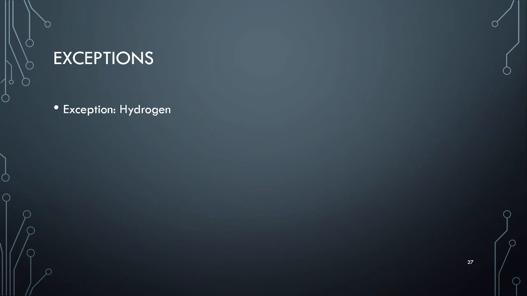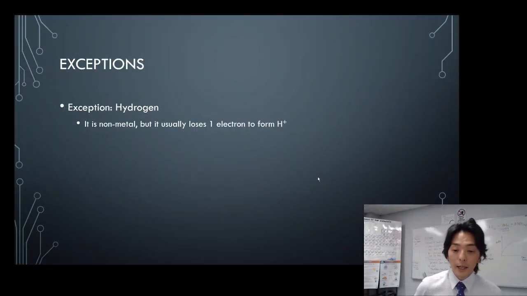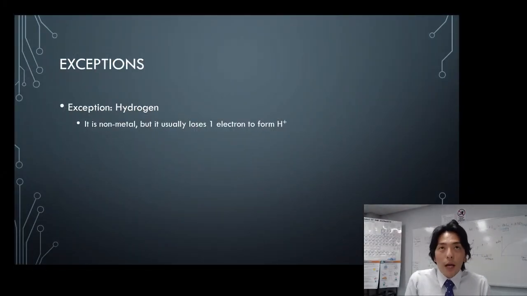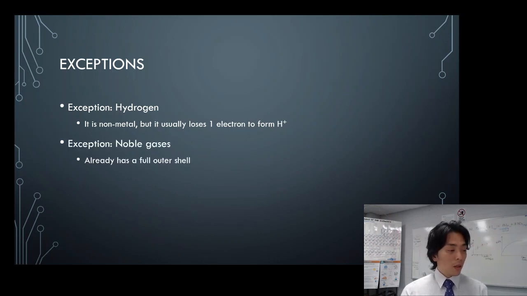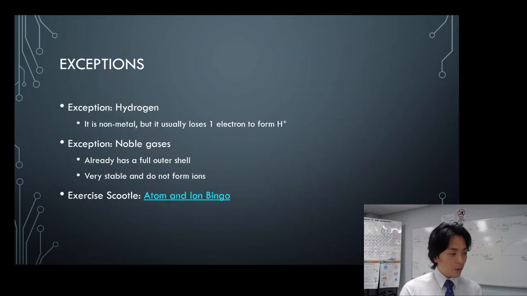The exception would be hydrogen. Normally, nonmetals gain electrons, but because it's in group 1, having only one electron in its outermost shell, it wants to lose that electron to be just a proton. Noble gases are already full. Oh, I already said that, didn't I? There will be a school exercise that you can do, so we'll do that in class too.